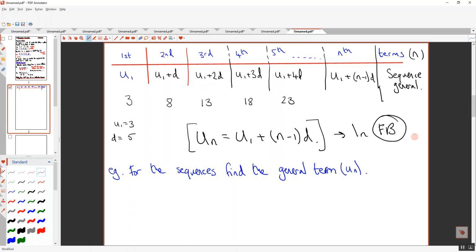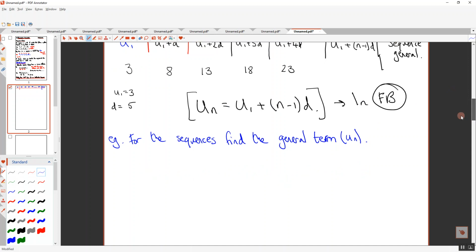Okay, so just to show you how this works, for these particular sequences I'm going to write down, I want you to find the general term. So remember, the general term is just the formula, it's just what the formula is for un. I'll look at the first one with you. So we've got 5, 13, 21, dot, dot, dot.